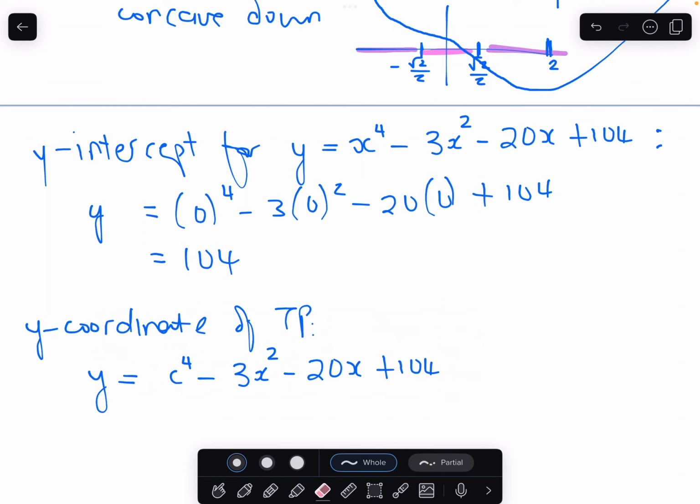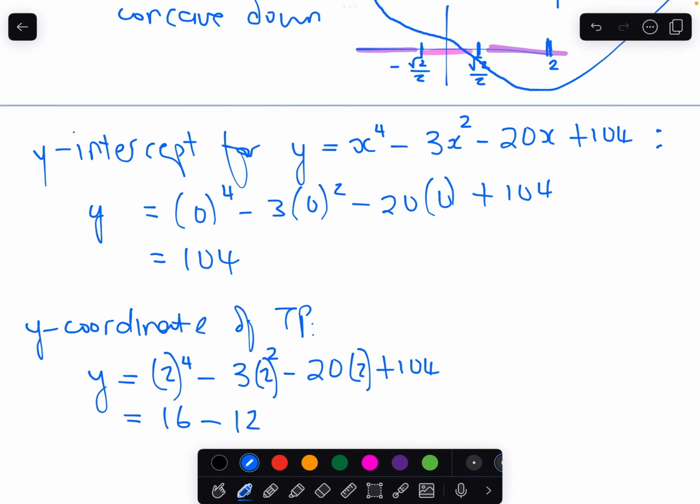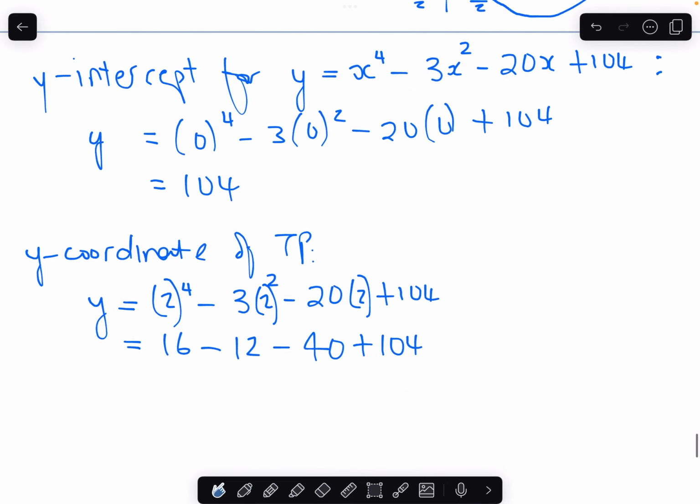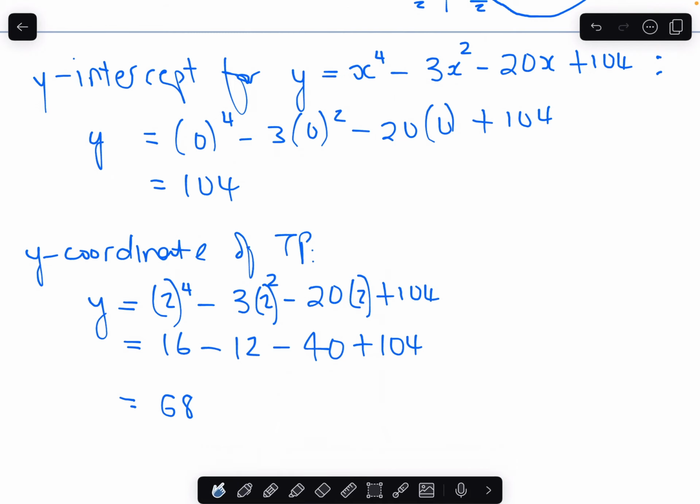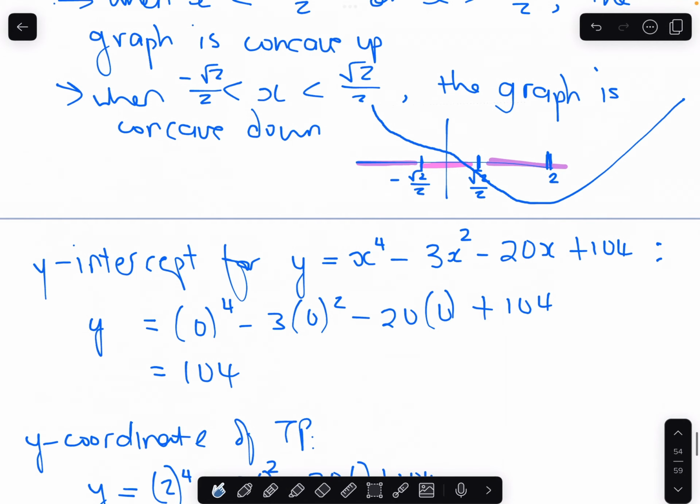So 2 and 2 and 2. Okay, so that is 16 minus 12 minus 40 plus 104. Okay, so that's something very positive. So that is 68, I think. I think so. So yeah, okay, so this sketches off.